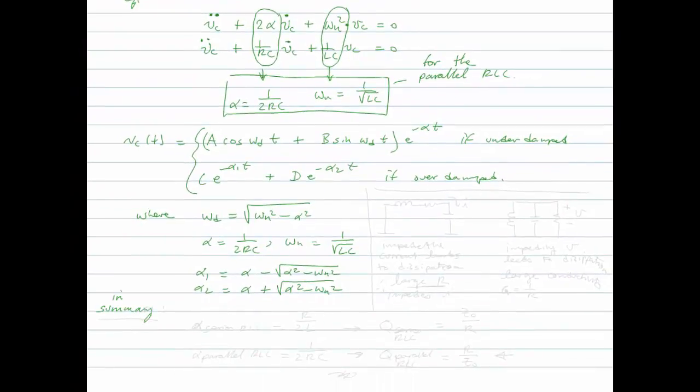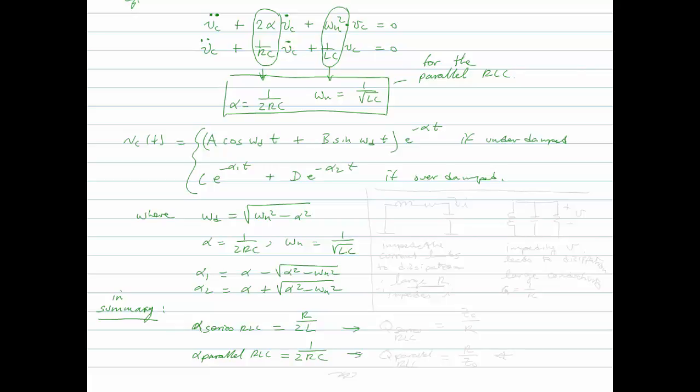Now, as a concluding statement, let me just write in summary. Let's consider the damping factor for the series RLC and for the parallel RLC. For the series RLC, we found that it was R over 2L. For the parallel case, we found that it was 1 over 2RC.